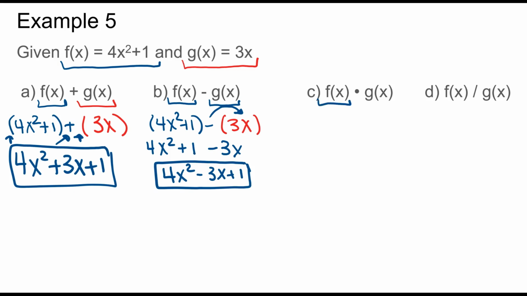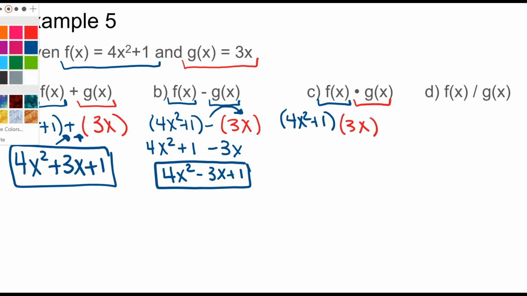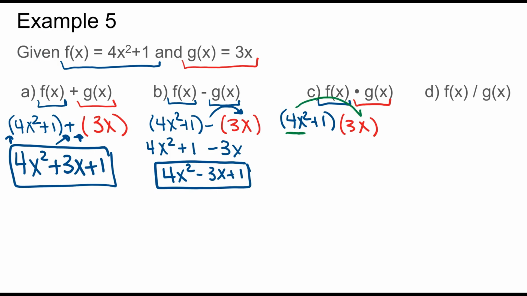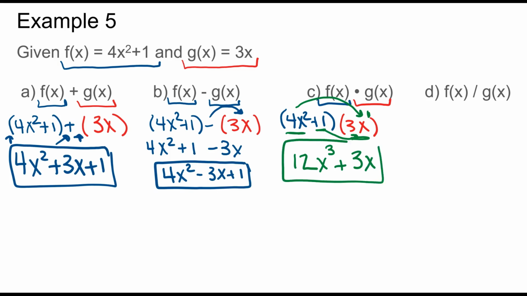All right, we've got f of x times g of x. So we're going to use parentheses here, 4x squared plus 1 times 3x. And we'll distribute. We'll take that first term and multiply it there. So that's going to be 12. That's got a first power. So 4 times 3. x to the second times x to the first is x to the third. And then that term is done. And then we'll do plus 1. So that would be plus 3x. It's already in standard form.